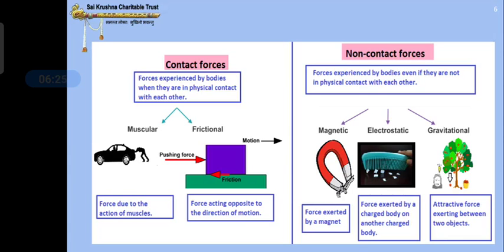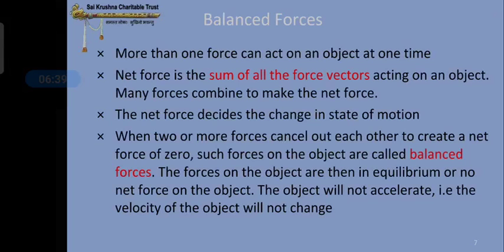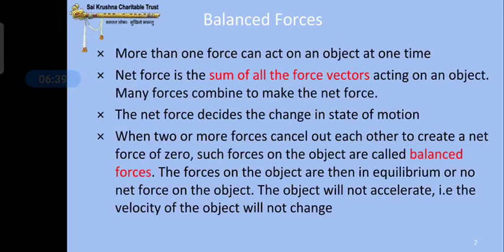And the third type of force is gravitational force. The attractive force exerted between any two objects is said to be gravitational force. Is it clear, children? So we have studied about the Newton. Yes. So next comes the balanced force and unbalanced force.